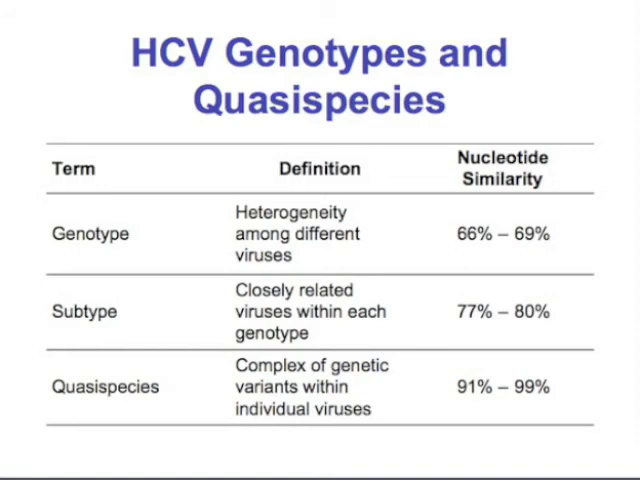The term genotype is defined as heterogeneity among different viruses, with nucleotide similarity of about 66 to 69%. When the viruses have a higher degree of similarity, 77 to 80%, they become subtypes, which are closely related viruses within each genotype. And then within a genotype, there are quasi-species, which are this complex of genetic variants within individual viruses, and they're much more genetically related, about 91 to 99% similarity.